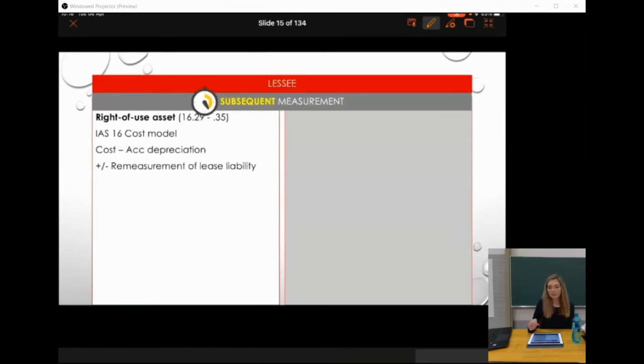Now, subsequent measurement. For the right of use asset, we treat it under the IAS 16 cost model. So we'll have cost less accumulated depreciation, and then we'll have some remeasurement. If there's a remeasurement of the lease liability, then that will also affect the right of use asset. The other leg will go there, but that's what we're going to do on Thursday.